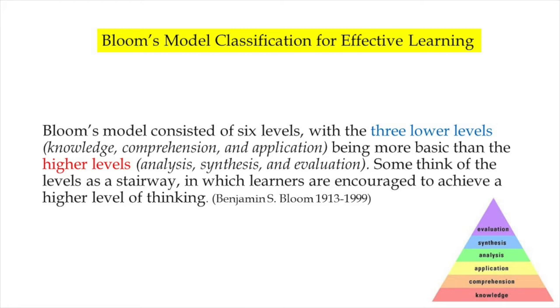Bloom's model consists of 6 levels, with the 3 lower levels, knowledge, comprehension, and application, being more basic than the higher levels, analysis, synthesis, and evaluation. Some think of the levels as a stairway, in which learners are encouraged to achieve a higher level of thinking.